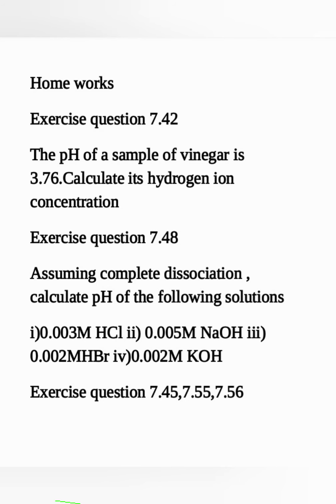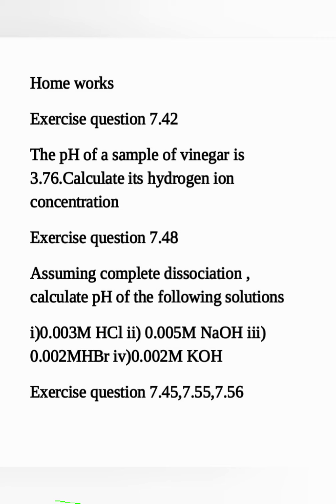Exercise question 7.42. The pH of a sample of vinegar is 3.76. Calculate its hydrogen ion concentration. So pH is equal to minus logarithm of H plus ion concentration. The pH of the solution is given, so we will find the anti-logarithm of 3.76, so that we will get the hydrogen ion concentration. Try to solve that question in your notebook.